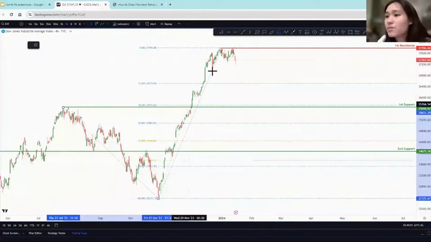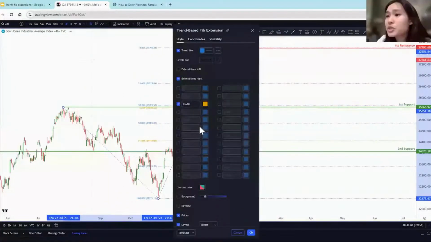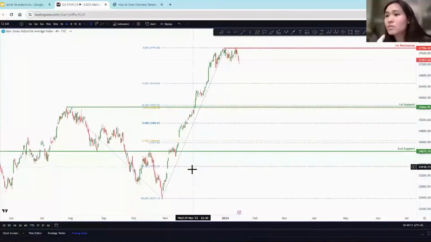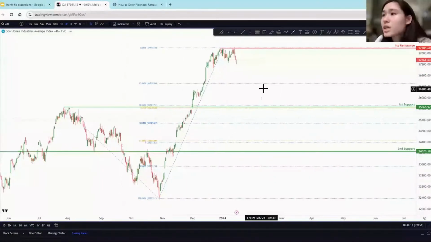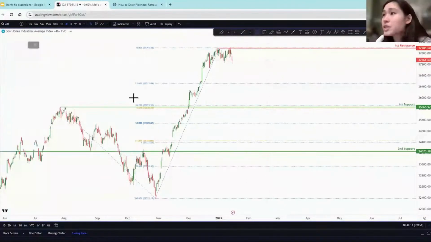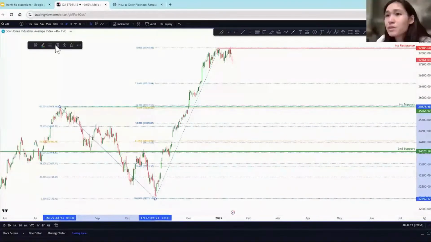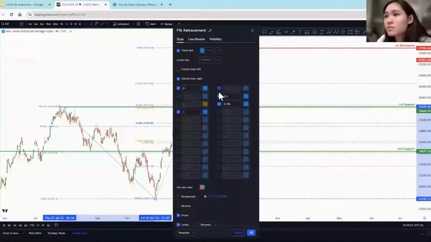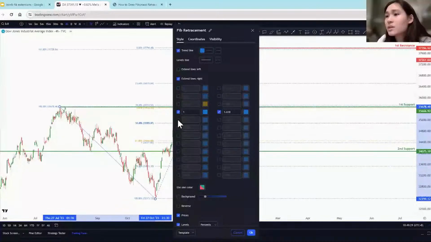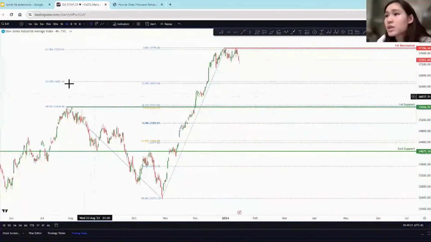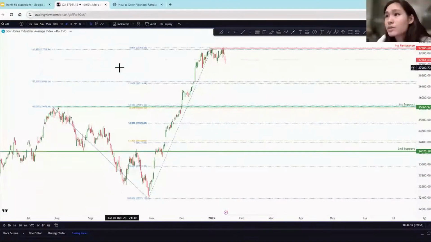Okay, now I'm gonna look at a projection. So for projection, we use these 3 levels. Okay, and actually here I can show you guys an example of a Nike tick. We're looking at the above 100 levels. So 127.2 and 161.8.